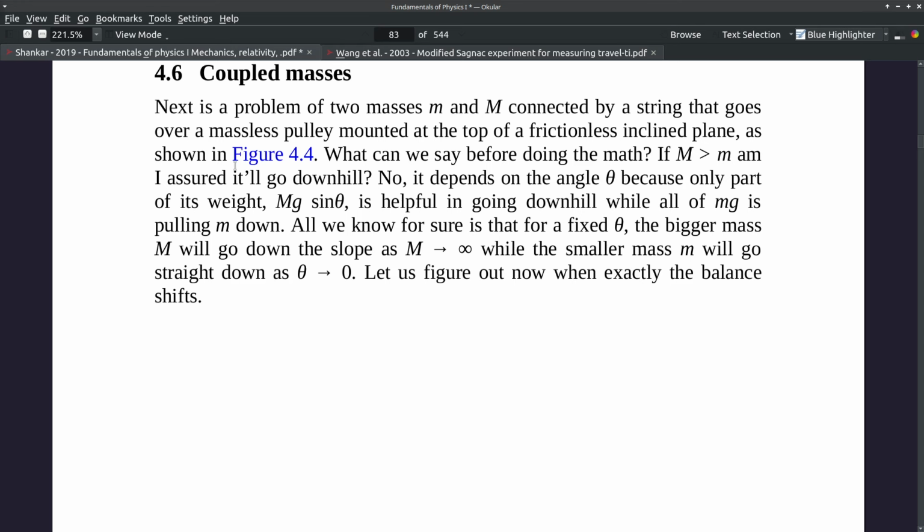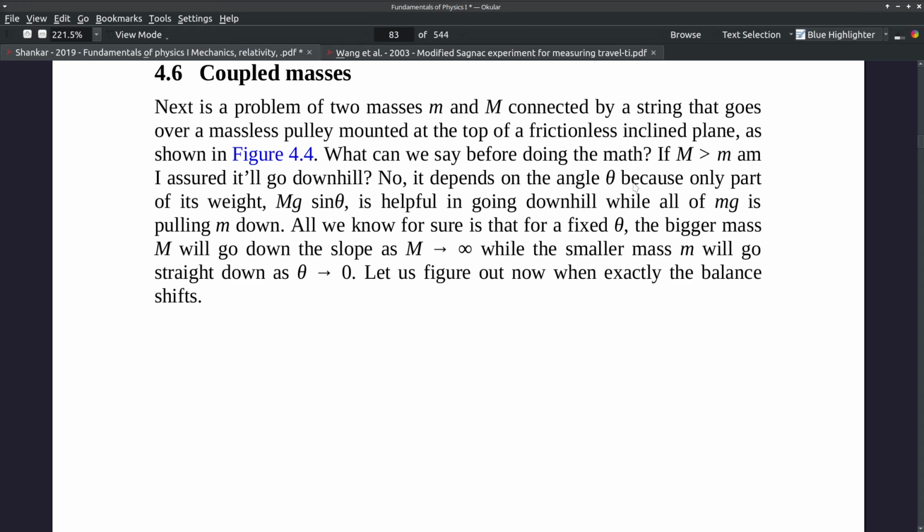Why not? All right. So next is a problem of two masses, M and m, connected by a string that goes over a massless pulley mounted at the top of a frictionless inclined plane, as shown in figure 4.4. What can we say before doing the math? If M is greater than m, am I assured it'll go downhill? No, it depends on the angle. What is that symbol? Theta.